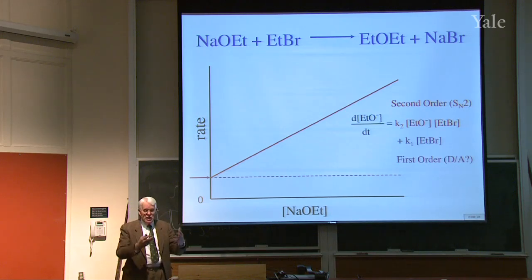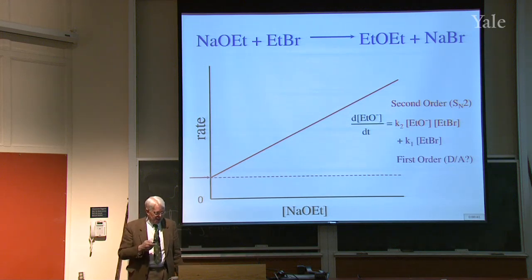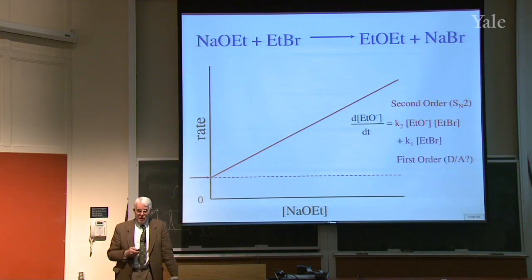How can you get, well, first order could be dissociation followed by association, so there could be some of that going on all the time, and then a little bit of this where the ethoxide attacks, getting more and more as you have a higher concentration of ethoxide. But that's not what it is, right?